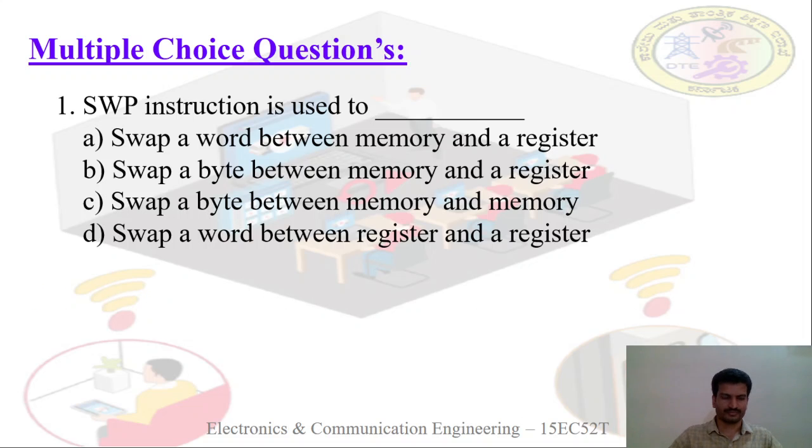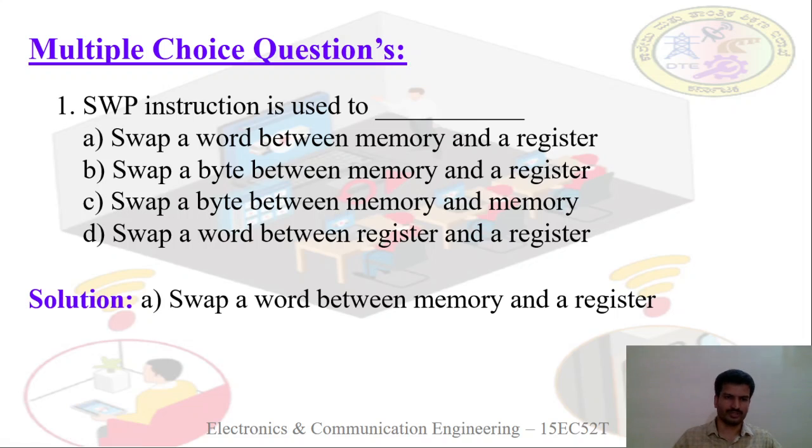So the first question: SWP instruction is used to. A. Swap a word between memory and a register. B. Swap a byte between memory and a register. C. Swap a byte between memory and memory. D. Swap a word between register and register. So SWP, there is no B here, so it is used to swap a word. So option A is the right answer: swap a word between memory and a register.